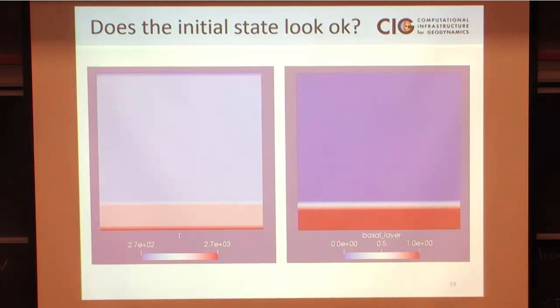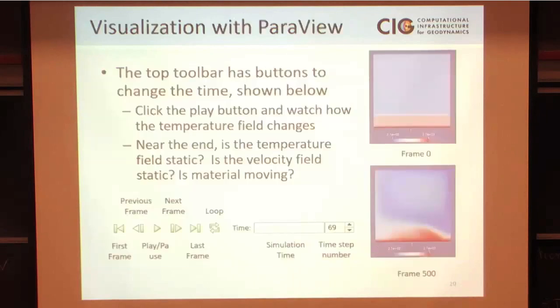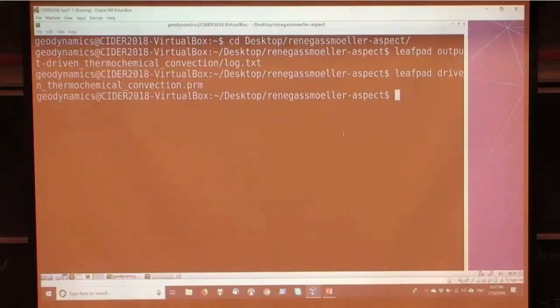Now, this first state is actually relatively boring if you look at it. But ParaView also has the option to visualize the evolution of the model. In the top toolbar, you can find some buttons that look like the buttons that you have on your video recorder at home, if you still have something like this. So there's a play button in the top toolbar. And if you press on this play button, then you will see an evolution of the model over time. And I will reproduce this in the virtual machine.